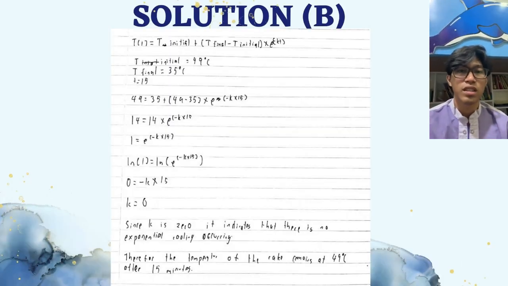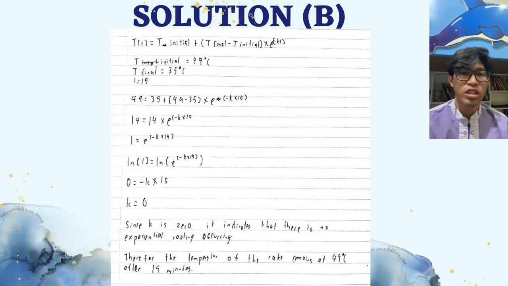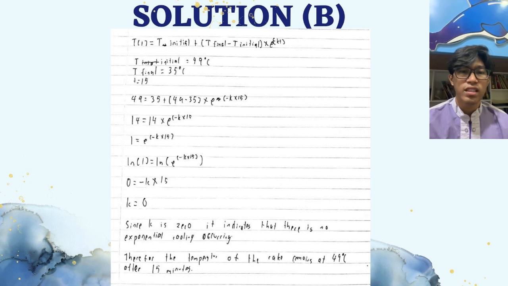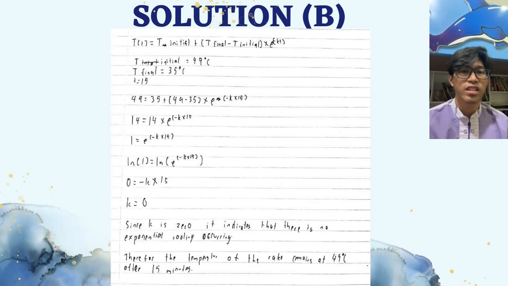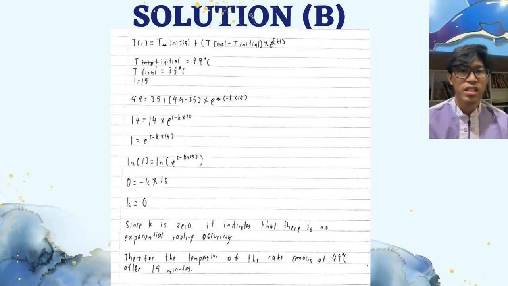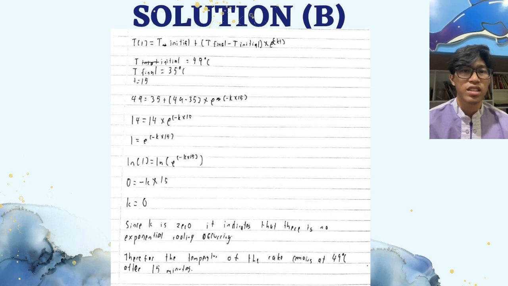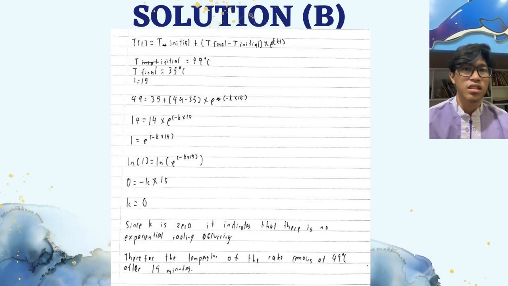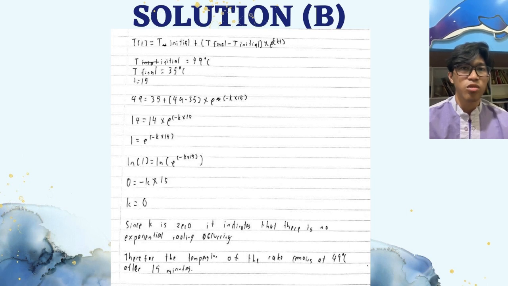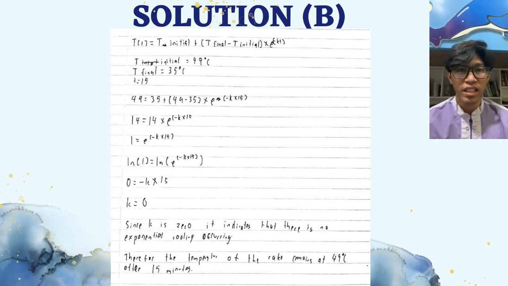To find the temperature of the cake after 15 minutes, we can use the concept of thermal equilibrium and assume that the cake cools down exponentially with time, using the equation for exponential cooling. T is the temperature of the cake at time T, T initial is the initial temperature, T final is the final temperature, and K is a constant. Given that the initial temperature of the cake T initial is 59 degrees Celsius, the final temperature T final is 35 degrees Celsius, and the interval is 15 minutes, we can plug the values into the equation to find K.